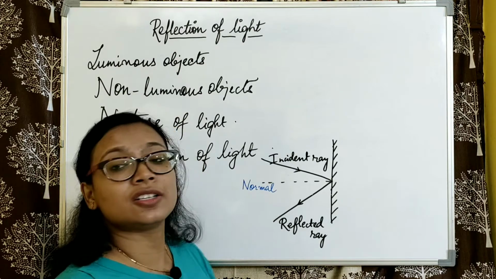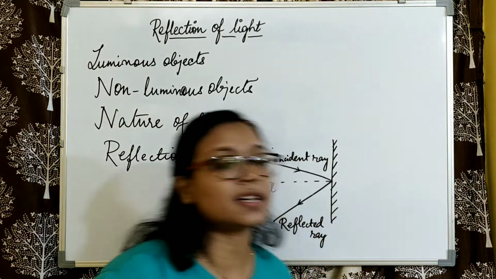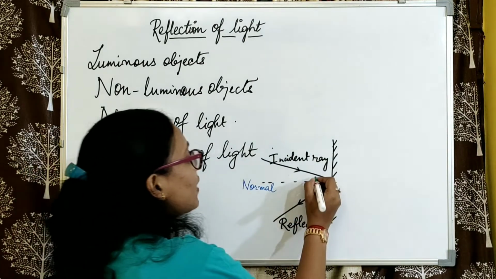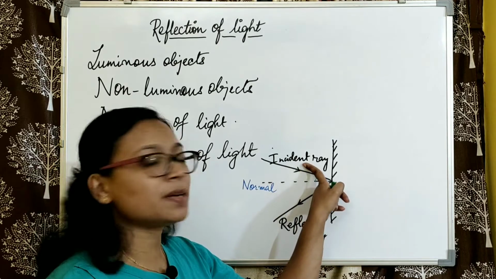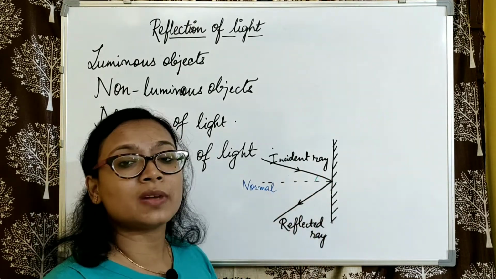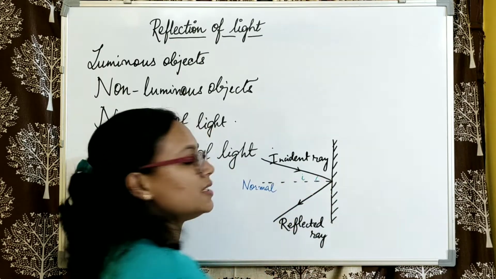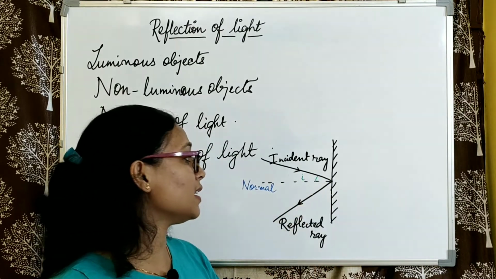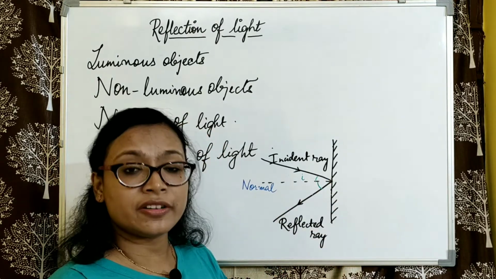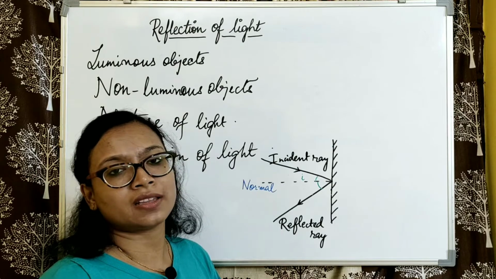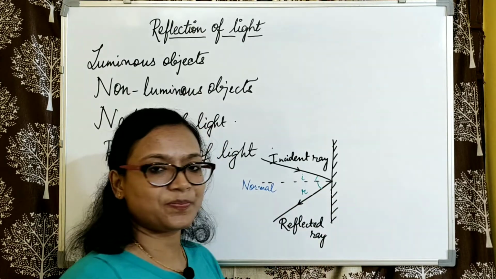Now we find that two angles are being created here. Let us have a look at the angles. Here we find this is the angle created by the incident ray and the normal at the point of incidence. This is referred to as the angle of incidence. Another angle we get here is created between the reflected ray and the normal at the point of incidence. This is referred to as the angle of reflection.